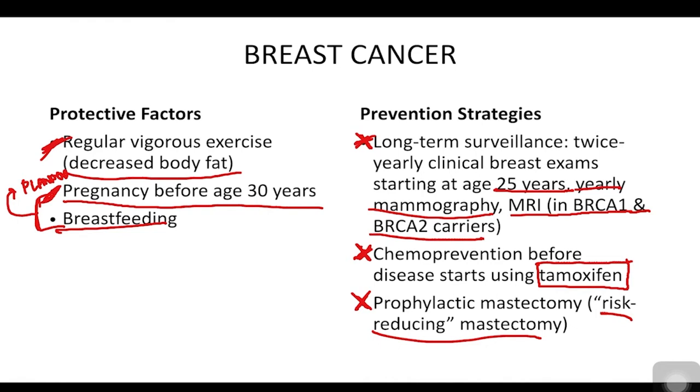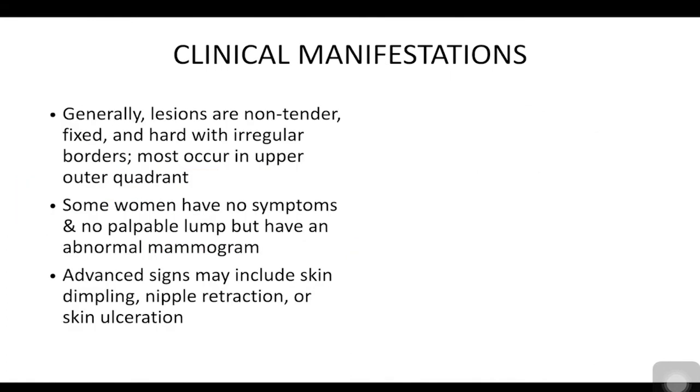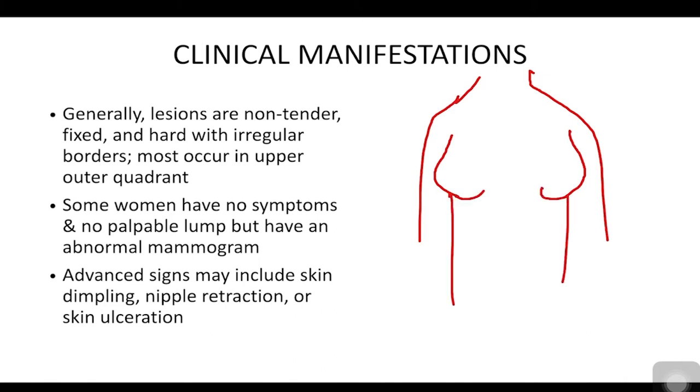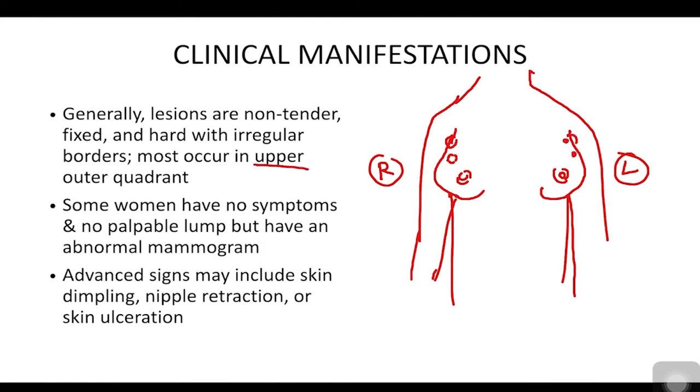Okay, let's go to the next slide. Generally, lesions are non-tender, fixed, and hard with irregular borders. So, it occurs more in the upper outer quadrant. So, saan part daw? Ng, ano, for example, this. Okay, so, this is the right side of the patient. Ito ha, right side ng patient and left side of the patient. Pag sinabing right outer, usually, for example, non-tender, may bukol, nagkakaroon ng bukol, usually it's on the right upper part. Yan, dito sa mga points na to. Okay, right outer upper quadrant. So, this is the upper quadrant of the breast.